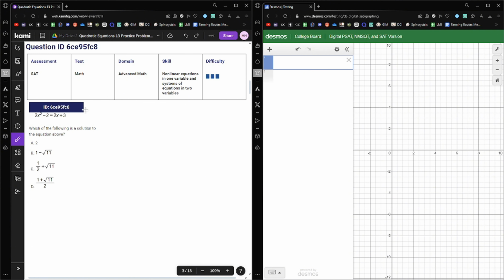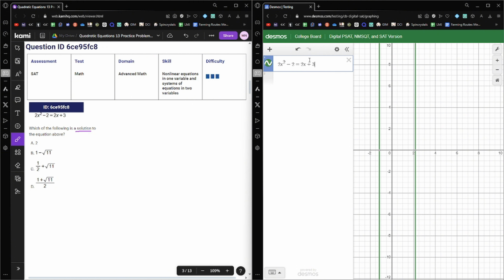Question number 3. Here they give us this equation, and they ask us which of the following is a solution. So first, let's plug in this equation. 2x squared minus 2 is equal to 2x plus 3. Now we get that our solutions are either negative that number or this number.